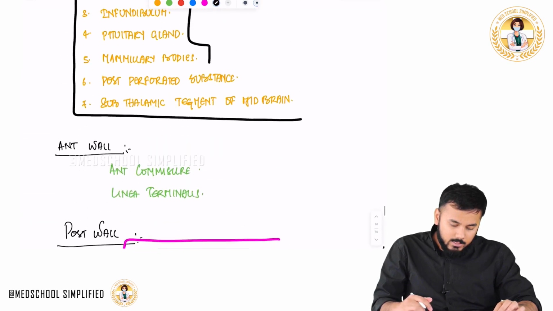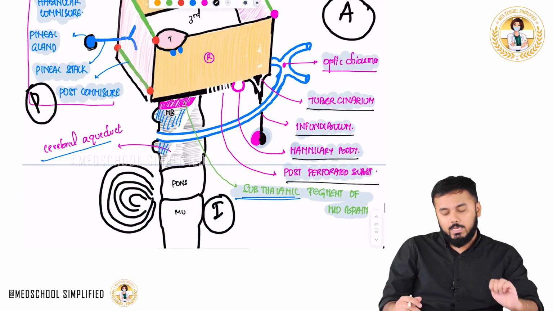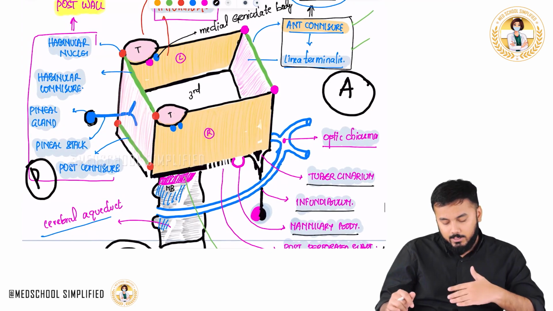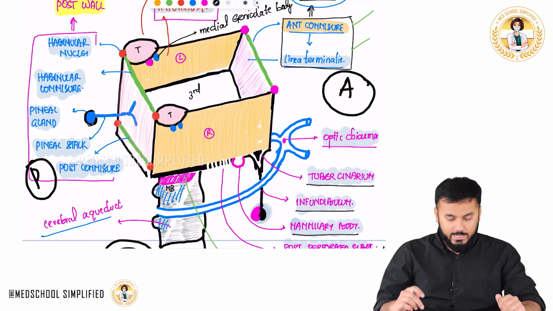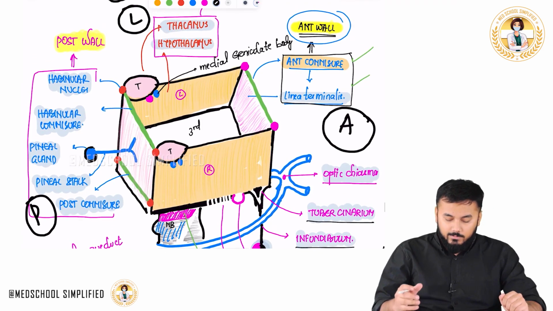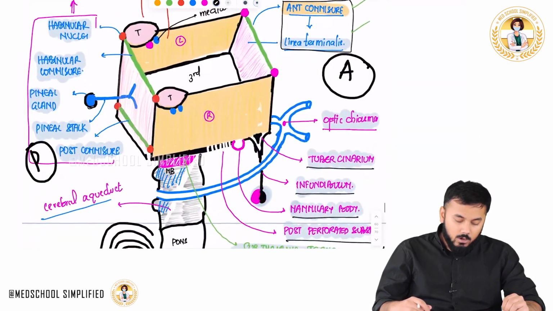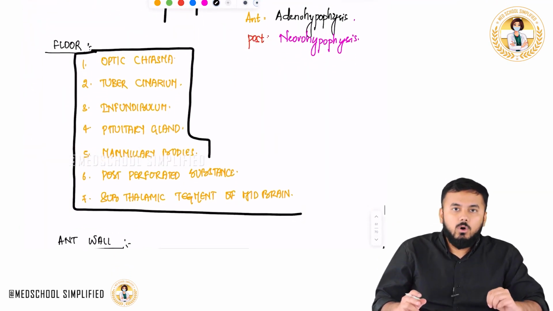So these are the structures which we basically have over the third ventricle. This is your third ventricle, the cavity of the third ventricle, or you can also call it the diencephalon. Within this diencephalon, these are the basic structures that are located. So this is all you need to know regarding the walls of the third ventricle, guys.